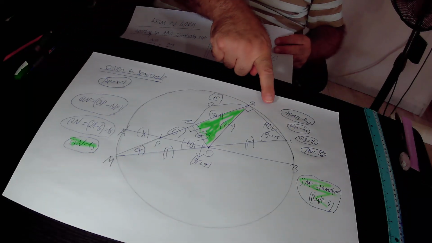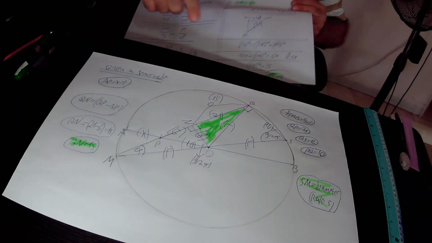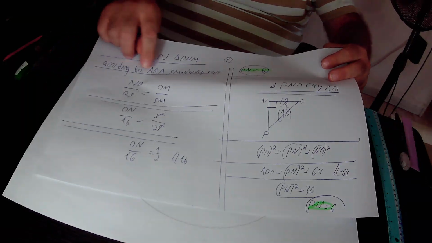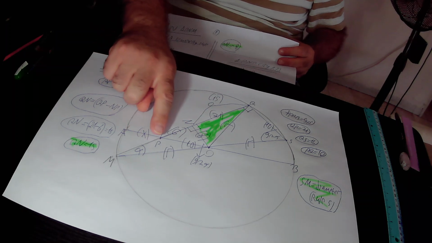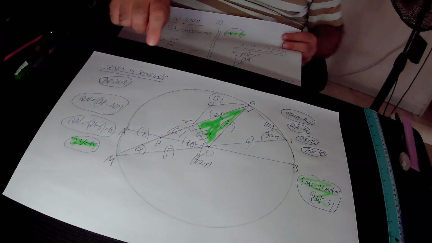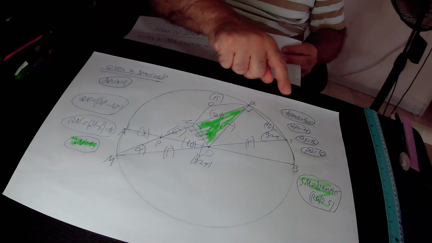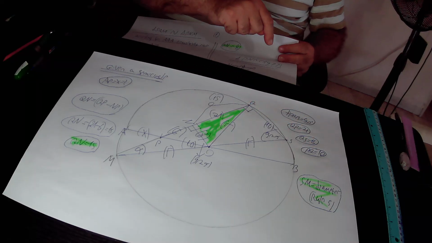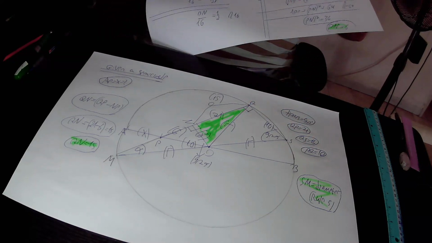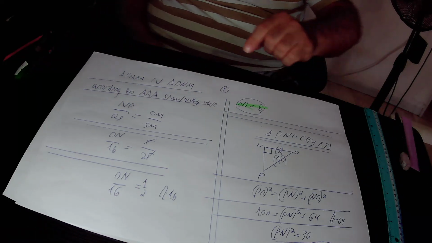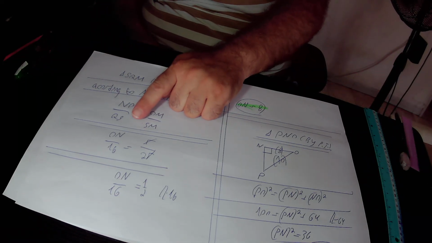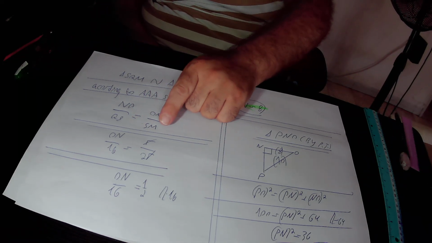SQ equals 16 units in length according to what is given in the question, and it equals OM over SM. OM is the radius of this circle, which is equal to R, and SM is the diameter of this circle, which equals 2R. So in total, you actually found out that ON over 16 equals R over 2R.